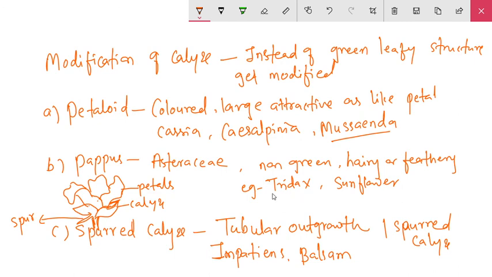So that is the pappus, which acts like a parachute, these hair-like structures. So they help in the dispersal. So they fly in the air. Okay, and the spurred calyx is tubular in outline. Okay, so here the calyx is completed. Now I hope you got the points. Thank you very much.